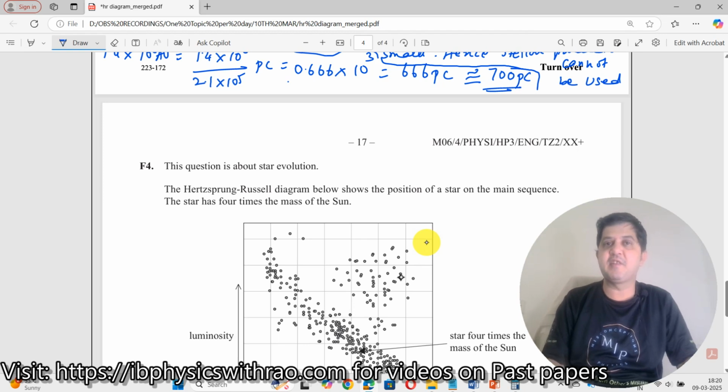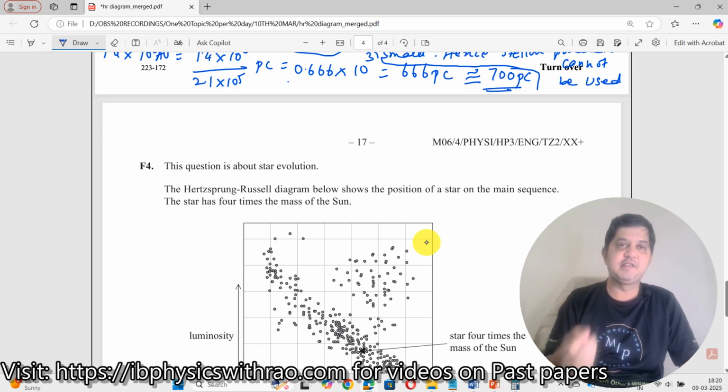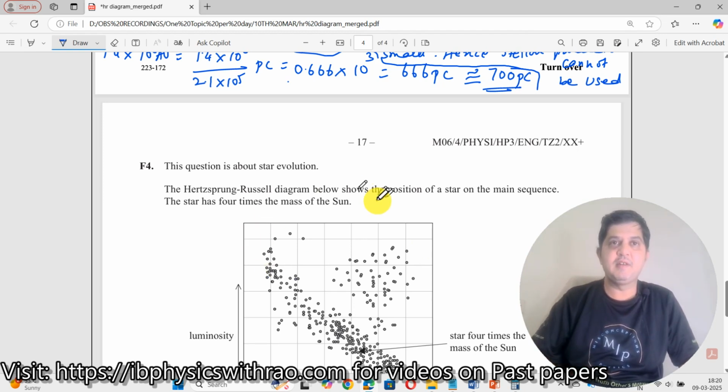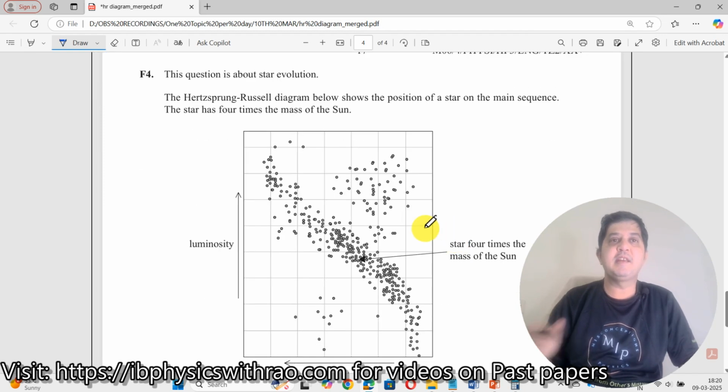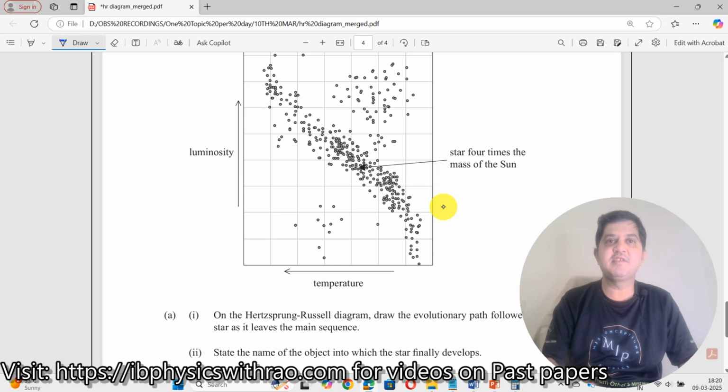This question is taken from the May 2006 HL paper, from the third paper. Earlier this was the paper 3 portion, so we are taking it from here. Now once again, the HR diagram below shows the position of a star on the main sequence. The star has 4 times the mass of the sun. Where is the star here? The star is somewhere over here. So this is now currently a main sequence star.